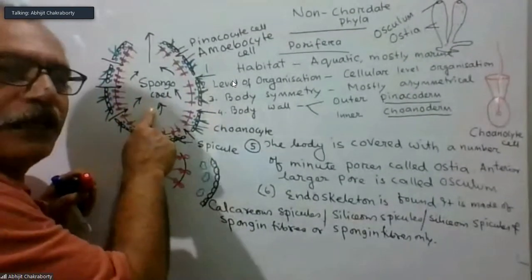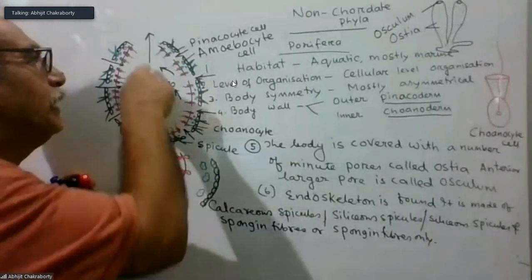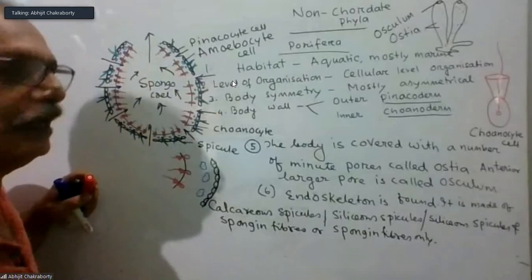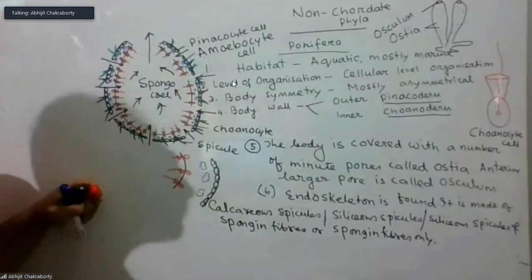Water carried to the spongocoel, then expelled out through this, and a canal system is developed here. I am to discuss canal system now.